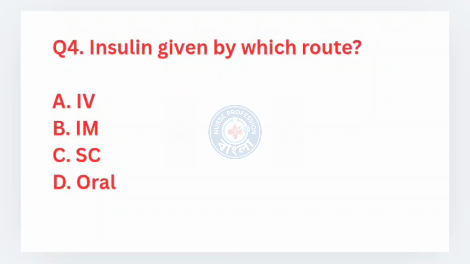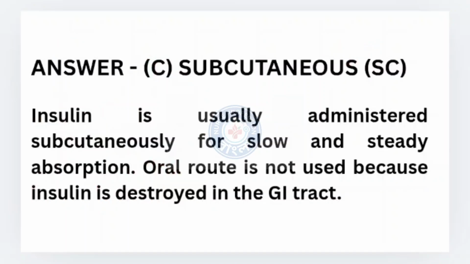Fourth question, insulin is given by which route? IV, IM, subcutaneous, oral. Answer, subcutaneous. Insulin is usually administered subcutaneously for slow and steady absorption. Oral route is not used because insulin is destroyed in the GI tract.